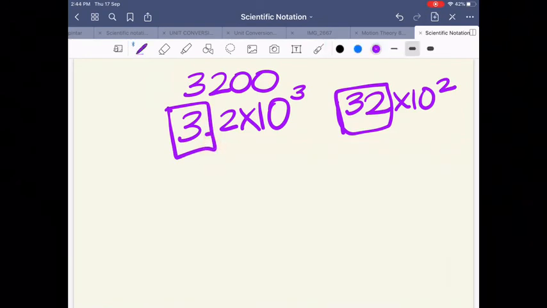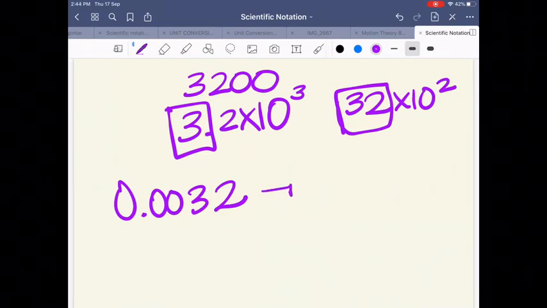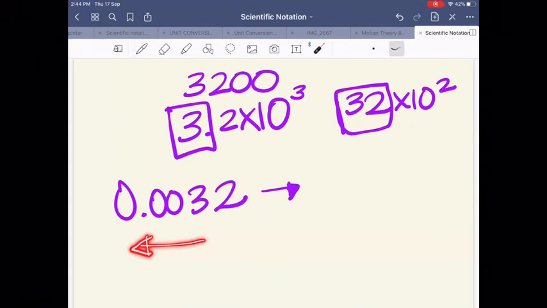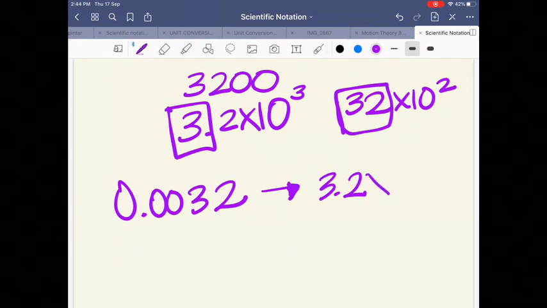And then the other way around will be 0.0032. Let's say that's your number, and if you want to change it to scientific notation form, imagine that you're putting your decimal point right here, because you cannot put it here. Goes right here, and you start 1, 2, 3 to add your decimal point. But in this case, you're moving to the left. So if you're moving to the left, it means that your exponent will be negative. So we'll put 3.2 times 10 to the, we said 1, 2, 3 to the negative 3.